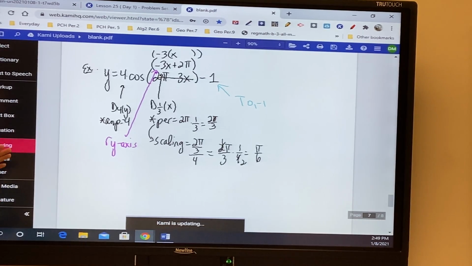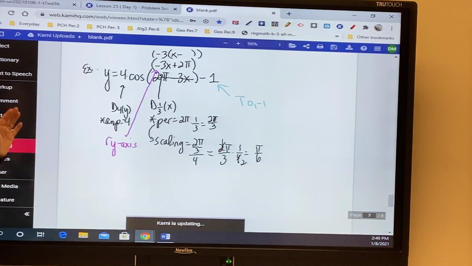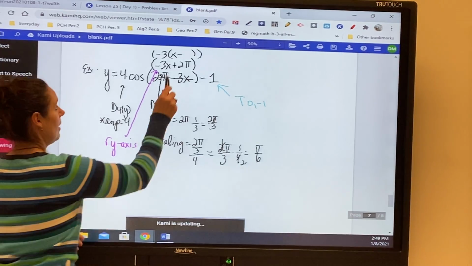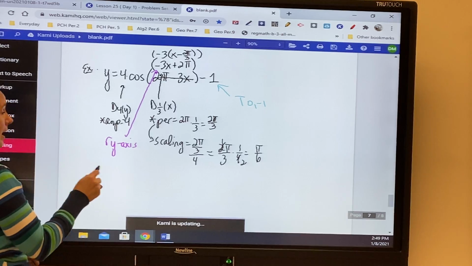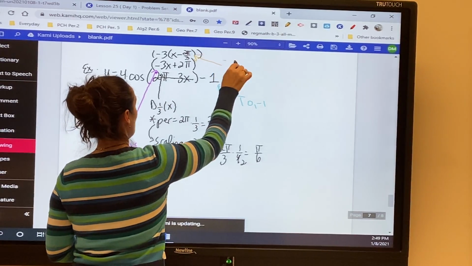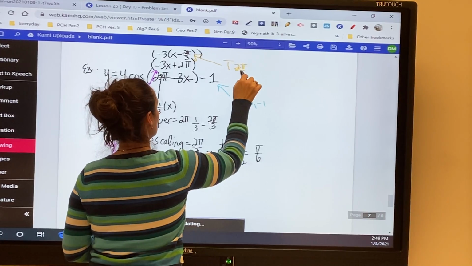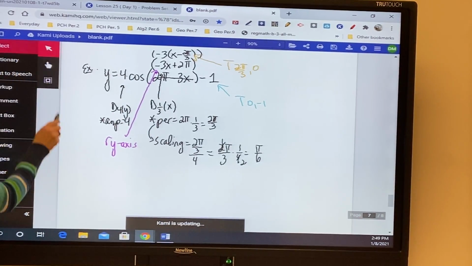So x, well, if it's a plus and I'm factoring out a negative, I know for sure it's not gonna be a negative. And 3 times what would get me right back to 2 pi? When I factor out a 3 from 2 pi, that would leave me with 2 pi over 3, okay? So now I know that my phase shift is going to be 2 pi over 3 radians to the right, okay? So come to my graph.